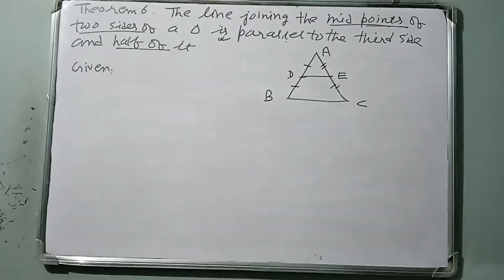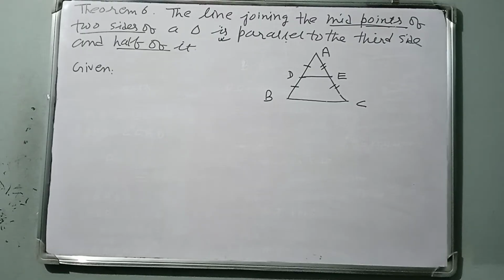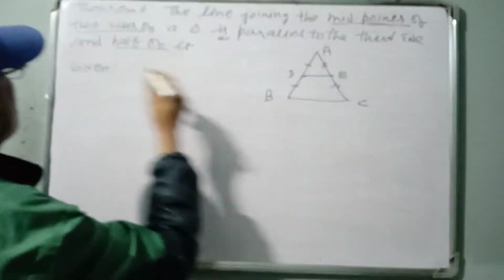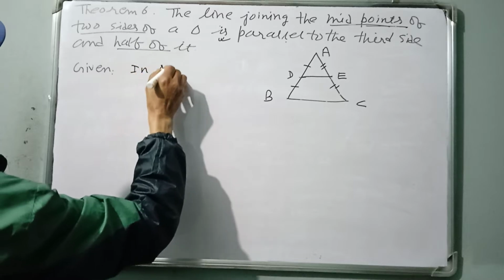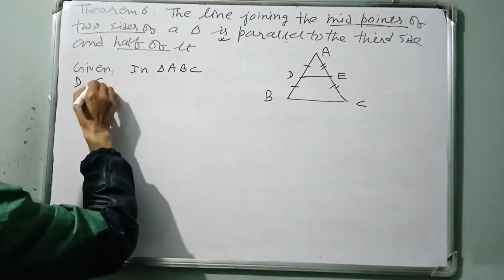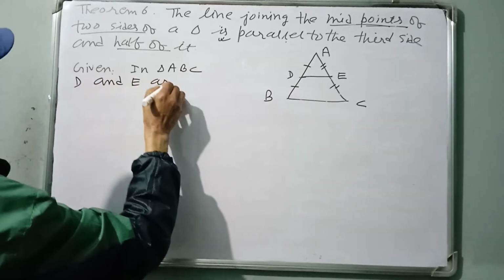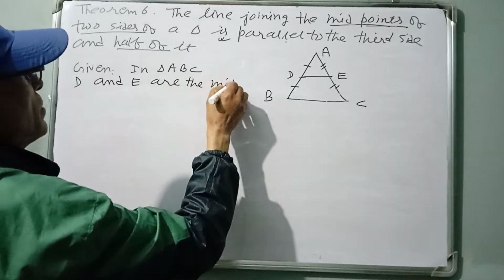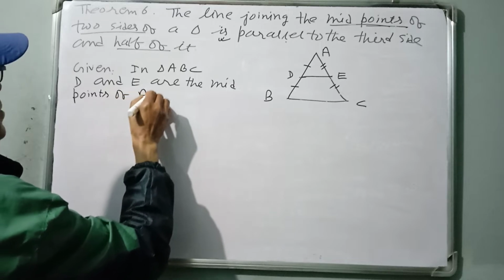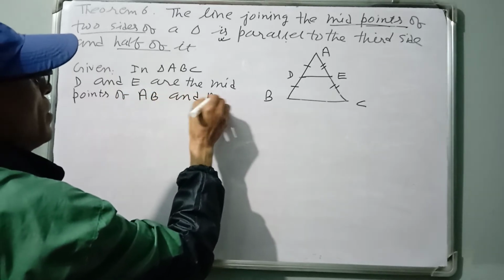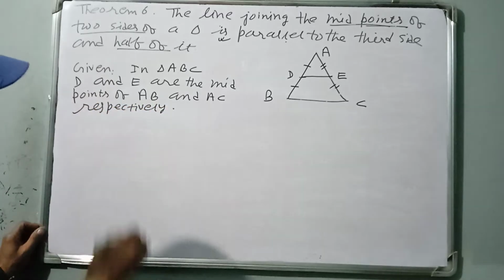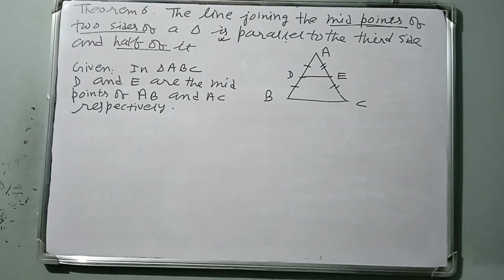In the triangle ABC, the line joining the midpoints is given. D and E are the midpoints of AB and AC respectively. D is the midpoint of AB, E is the midpoint of AC.